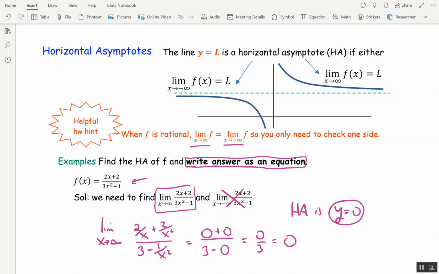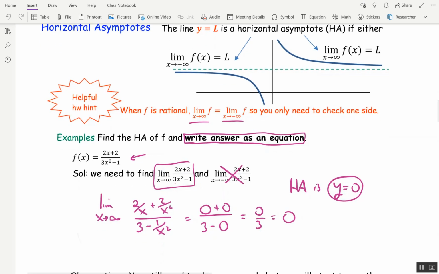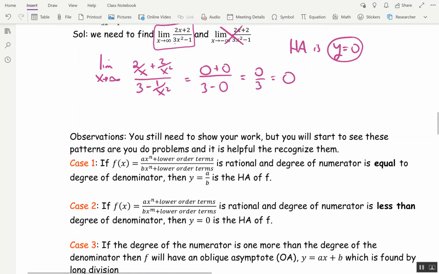Y equals 0. Now, you may have learned some rules in pre-cal, and those rules are great to remember. Here they are. There are 3 cases when you're working with rational functions. If the degree of the numerator is equal to the degree of the denominator, then the horizontal asymptote is y equals the ratio of the leading coefficients. So for example, if f of x is (3x plus 2) over (5x minus 1), the degree of the numerator and the degree of the denominator is both 1, so the HA is y equals the ratio of the leading coefficients, 3/5. Now, you're still going to have to show that. I want you to take the limit as x goes to infinity and show me that. But it's nice to know the answer ahead of time.